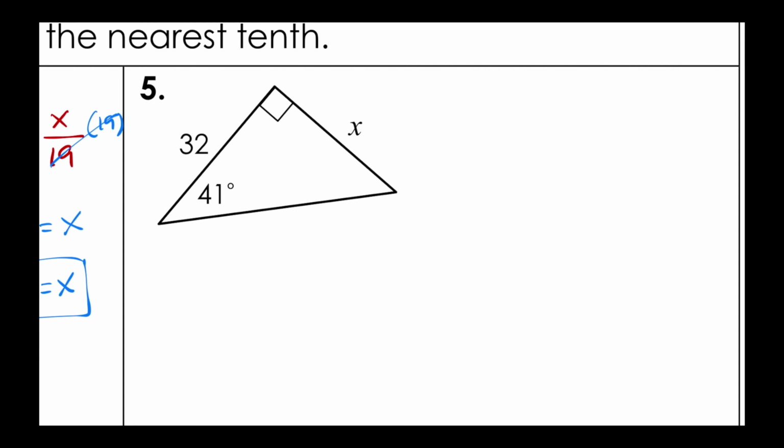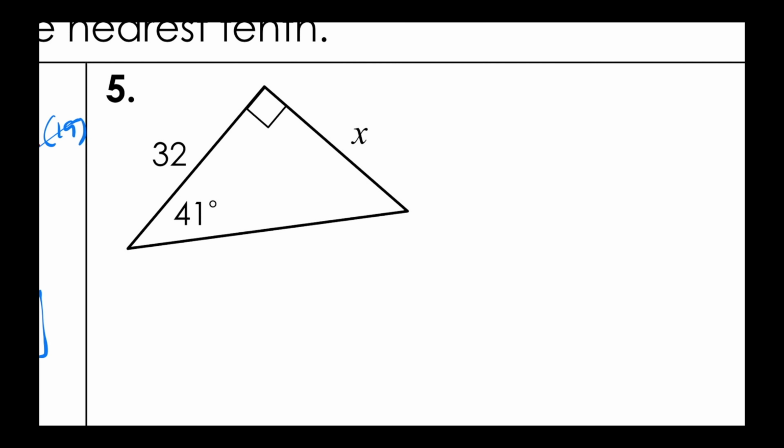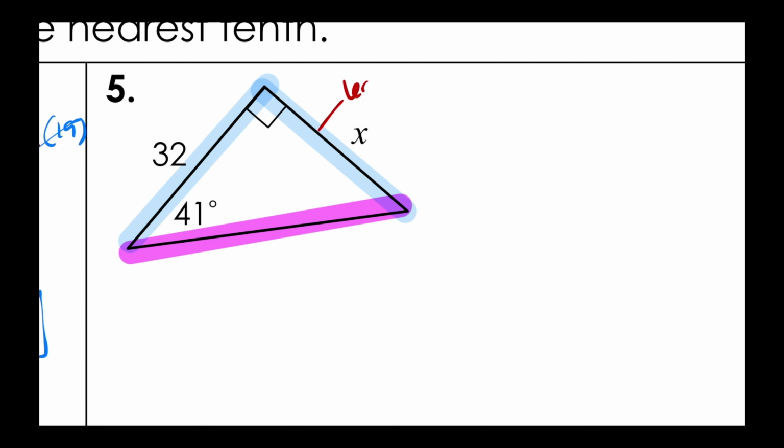Okay, let's look at this other problem. So we have a triangle. The first thing you should always do is identify these are my legs, and this is my hypotenuse. You should always identify that, that way you don't get confused. Because remember, when I say opposite or adjacent, I'm talking about legs only. So that's a leg, and that's a leg, and this is the hypotenuse.